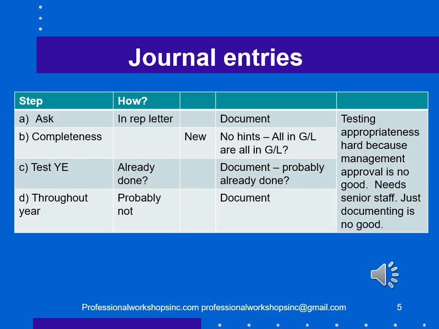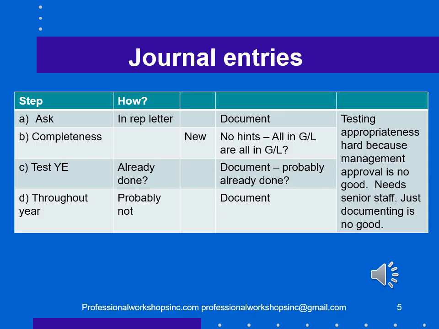And then testing appropriateness is hard because what we're looking for is management making phony journal entries. So if we have a junior staff person select 12 journal entries, see they're all approved by management and say that's okay, that's really meaningless. That doesn't do any good. It's just preparing documentation.